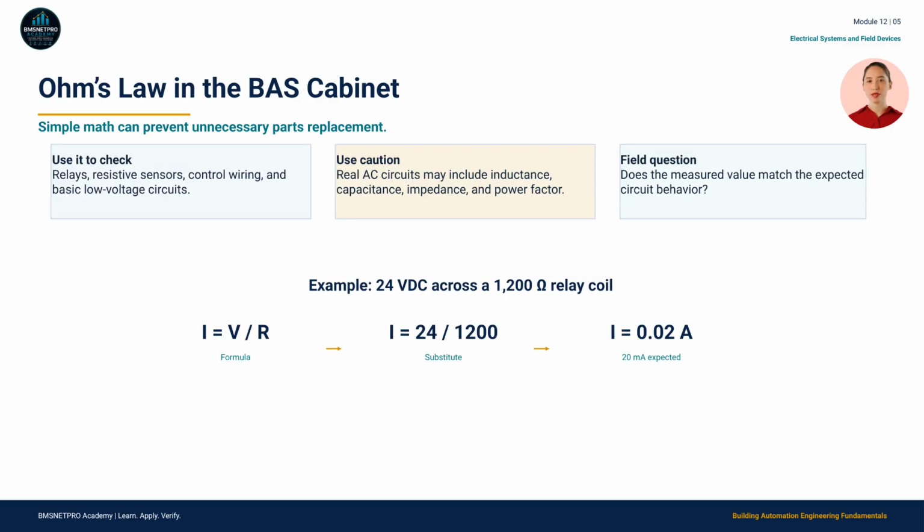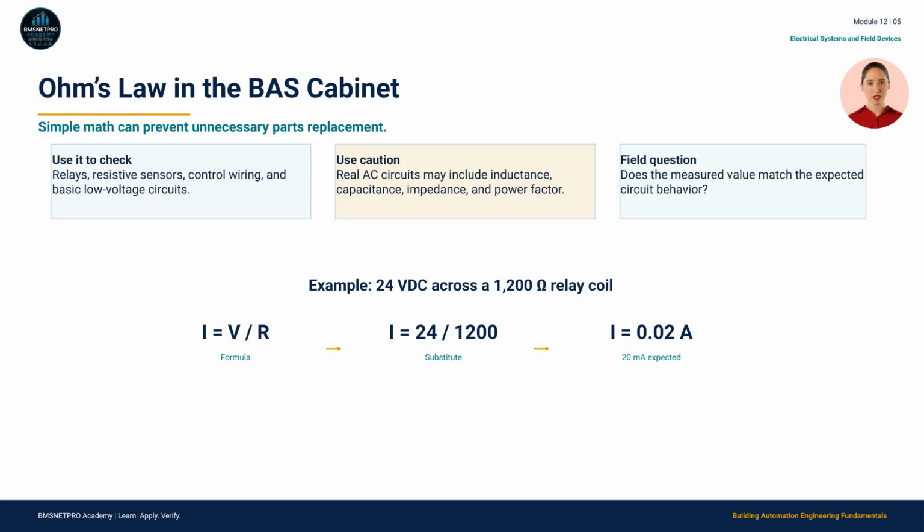Ohm's law is useful because it gives us an expected value. If a 24-volt DC relay coil has 1,200 ohms of resistance, the expected current is about 20 milliamps. If the measured result is very different, we have a reason to investigate the circuit instead of guessing.